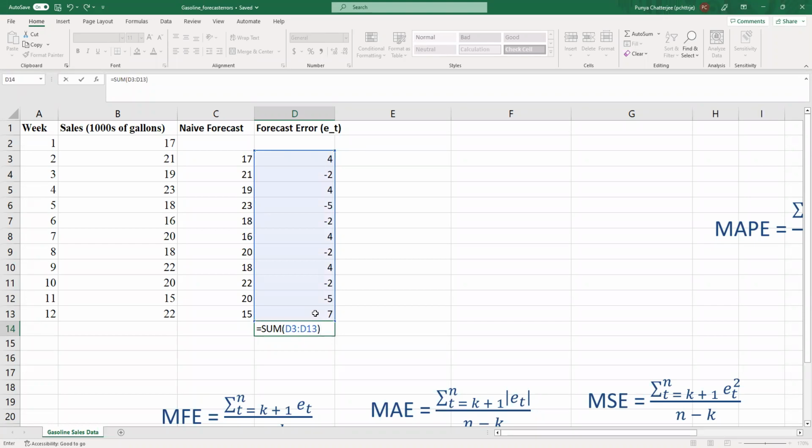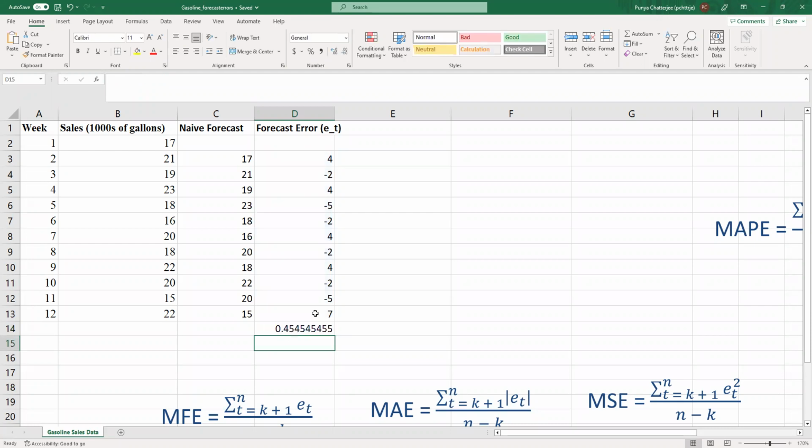All of them, and then you divide by n equals 12 minus k equals 1. Okay, there you go, 0.4545. So that is your, I'm going to highlight that real quick, and that is going to be your MFE, which is mean forecast error. Okay, all right, so now let's move on to MAE.